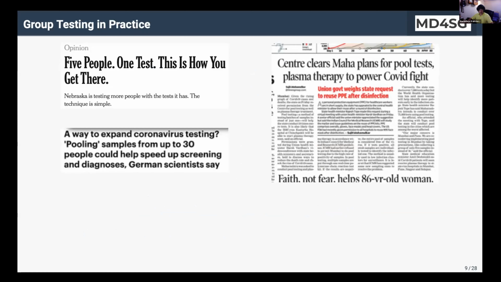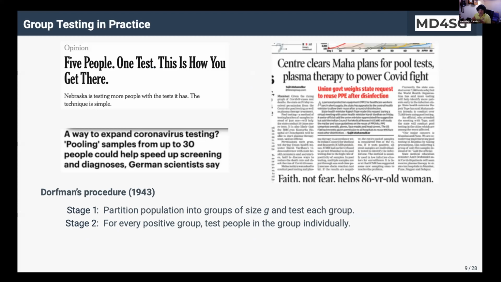I mentioned before that group testing has been used in practice for different sicknesses. But in terms of COVID-19, it's something that's gaining a lot of traction and already being used in different geographies. And one of the most common procedures for group testing is actually what began the entire field, which is Dorfman's procedure from the 40s. Which is very simple.